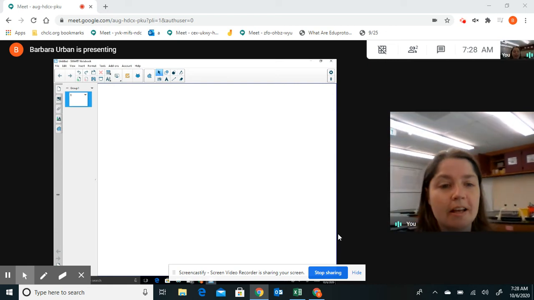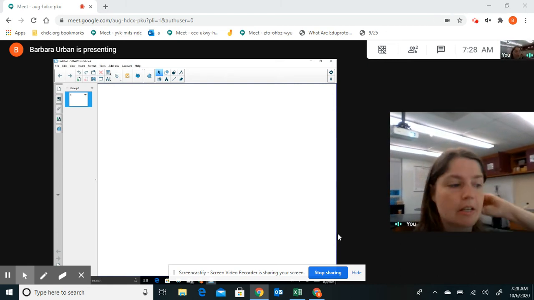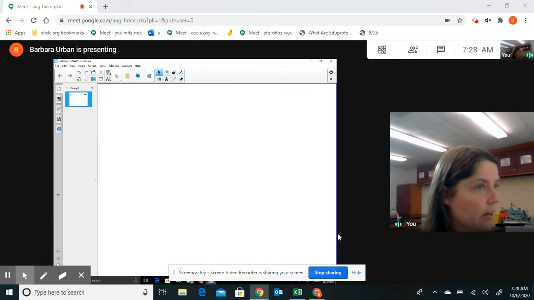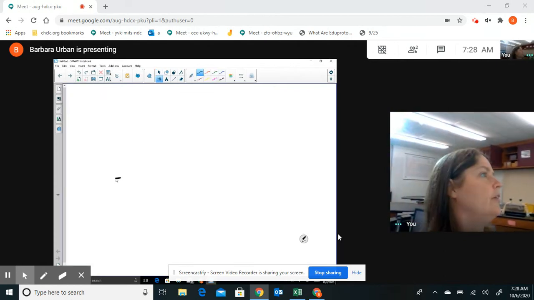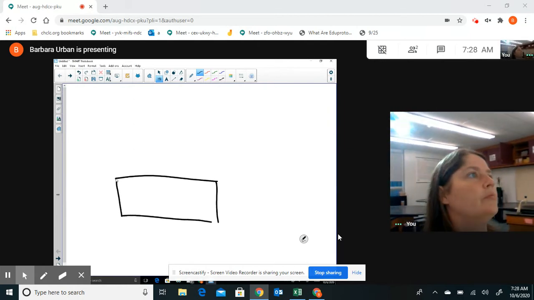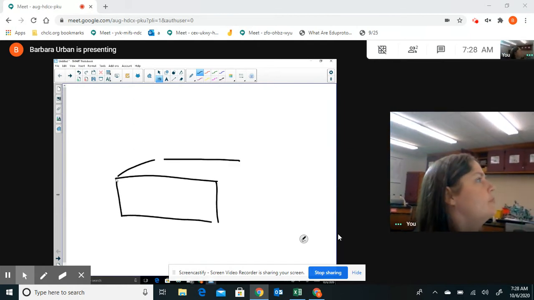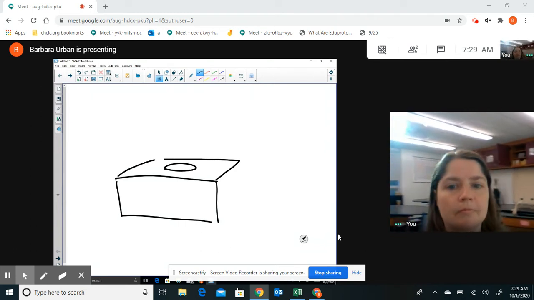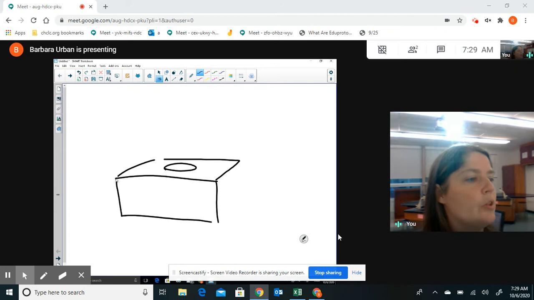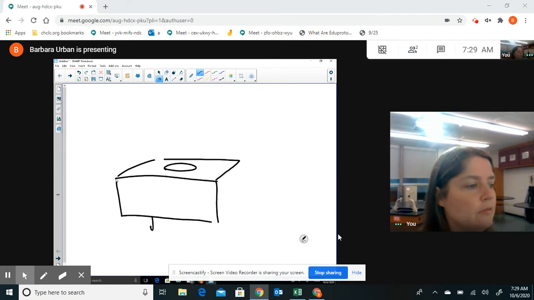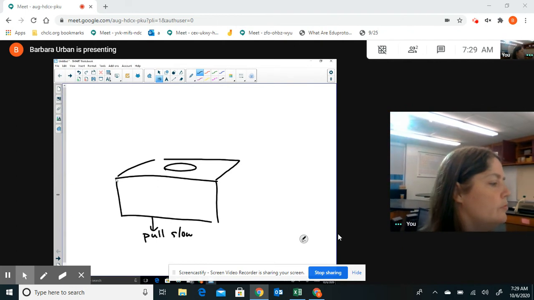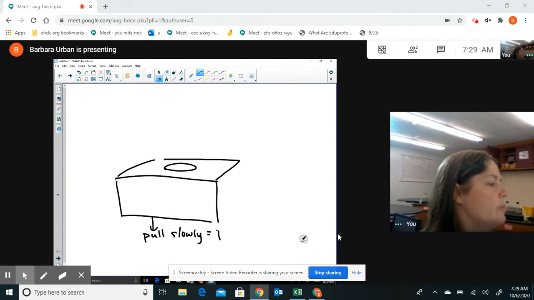All right, guys, so today I'm going to go through how the dishes and tablecloth thing works. So I'm just going to use the smartboard here and I'm going to draw out our tablecloth. And there's our dish sitting on top. And we know that when we pull slowly, the plate moves.